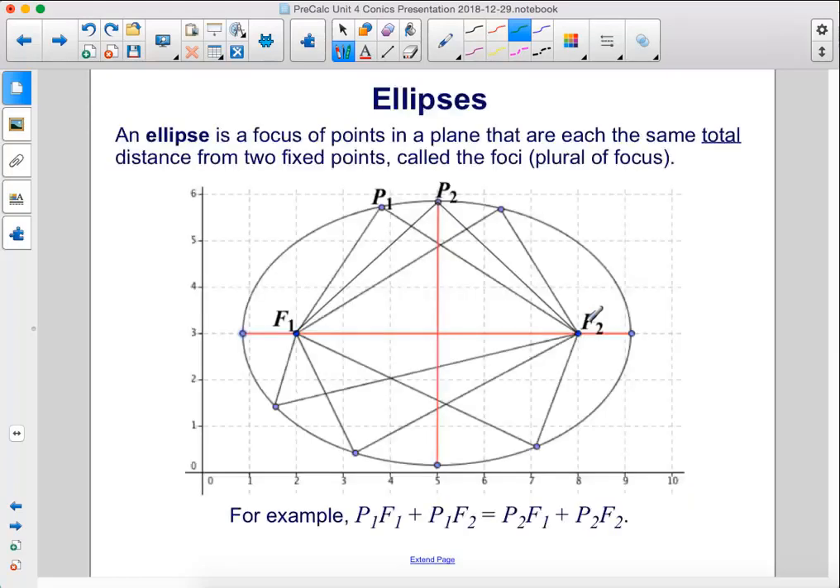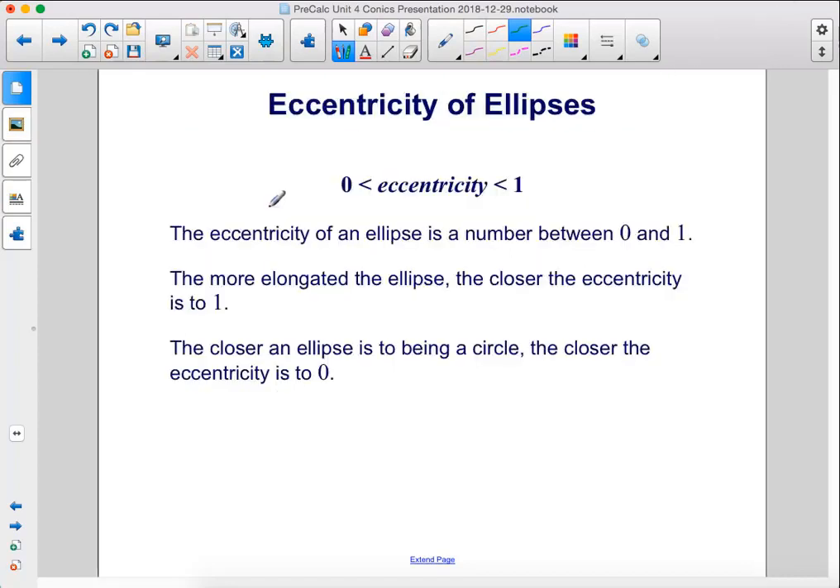Ellipses. An ellipse is a set of points in a plane that are each the same total distance from two fixed points, called the foci, the plural of focus. For example, P1F1, this length here, plus P1F2, this length here, added together equals P2F1 plus P2F2.